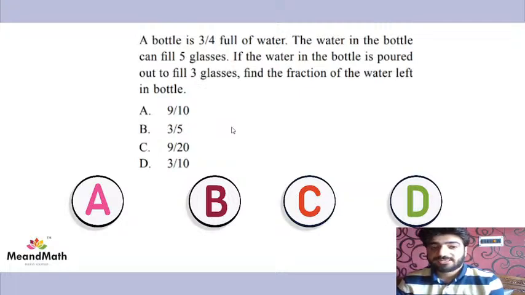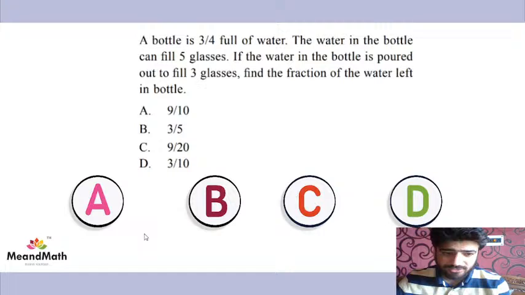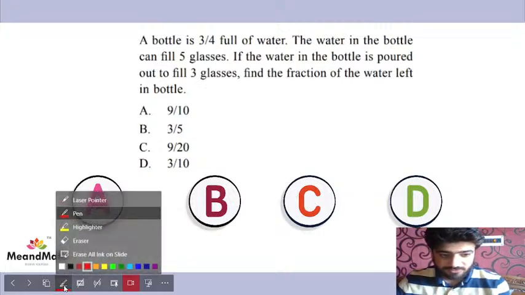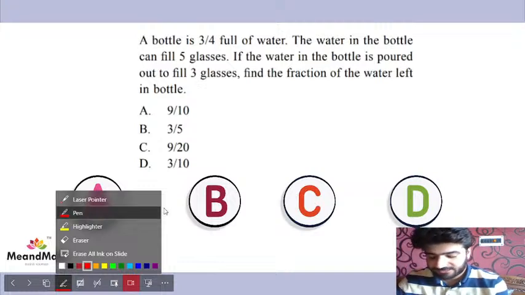So the water in each glass will be how much? You have to divide 3 by 4 of the water among 5 glasses. Check that. Then if the water in the bottle is poured out to fill 3 glasses, find the fraction of the water left in the bottle. What I'll just suggest in this question. So Divyanshi says B.